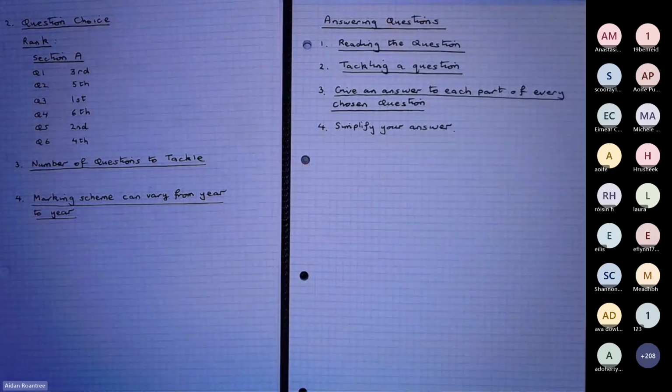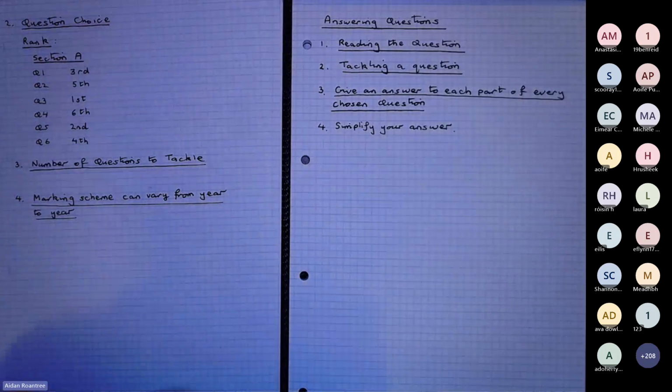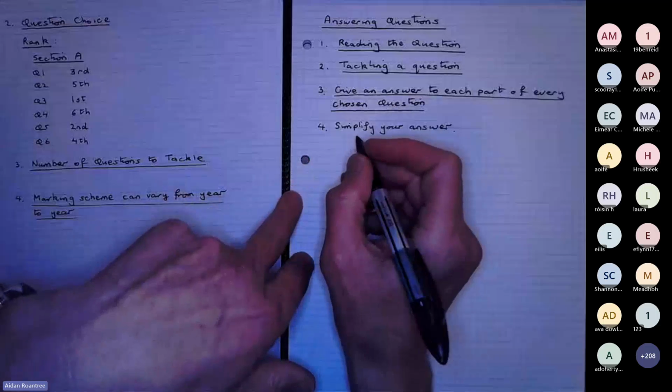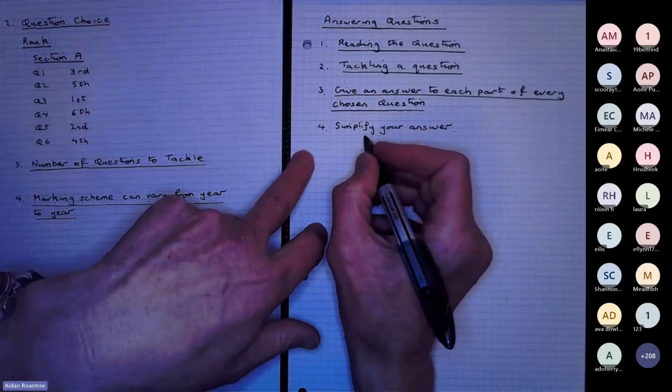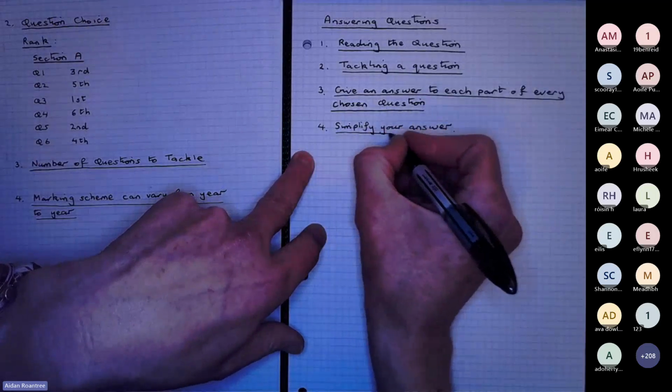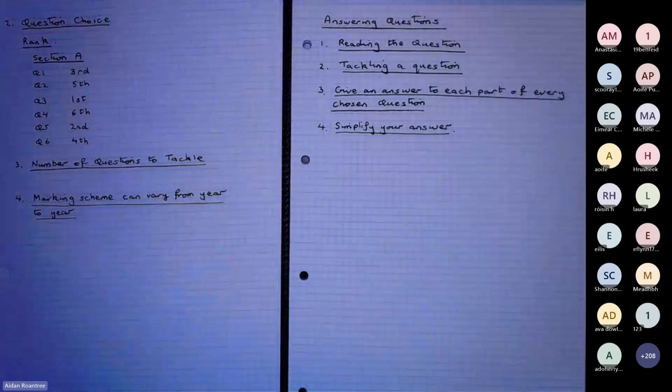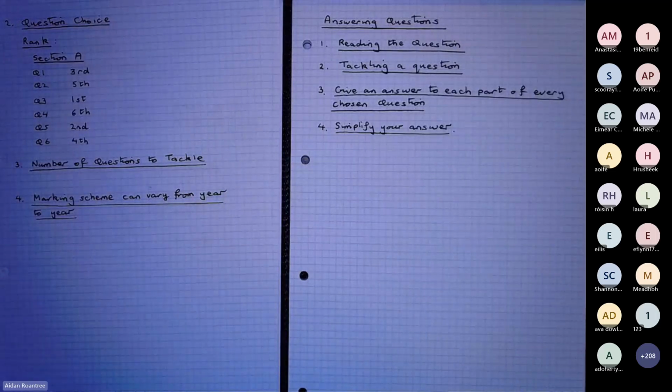Trial and error in an odd case will work, but most of the time they're looking for the method. And if you have the method right, even if you don't get the final answer correct, you'll still do very well. So as I was saying about simplifying your answer, it says in the Leaving Cert booklet, in the instructions on the inside cover, you may lose marks if your answers are not given in the simplest form where relevant.